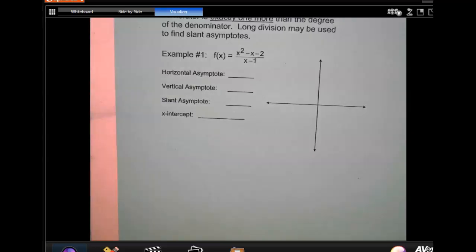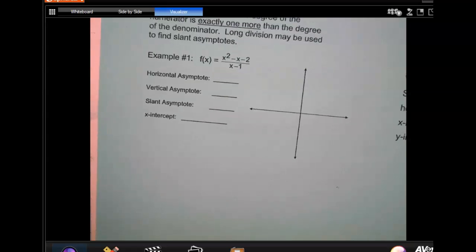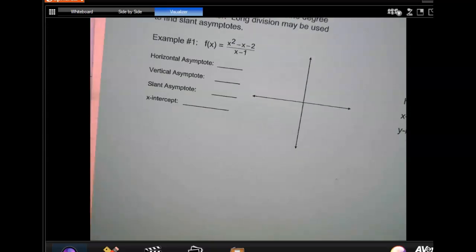So we've talked about vertical and horizontal asymptotes. The last one we have to talk about is a slant asymptote. Like if this is vertical and this is horizontal, which way do you think slant goes? Yeah, slant's going to be like this. And it's just a straight line, isn't it? So it's y equals mx plus b.